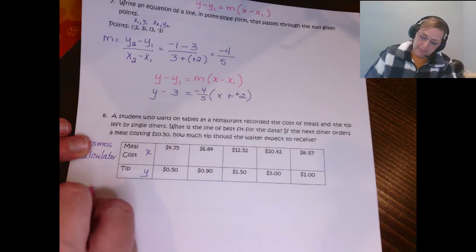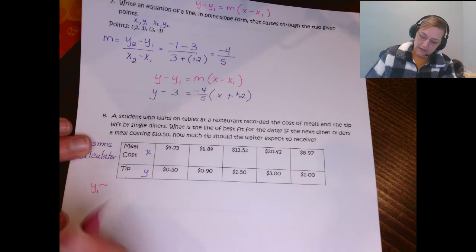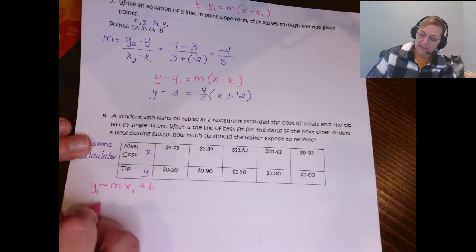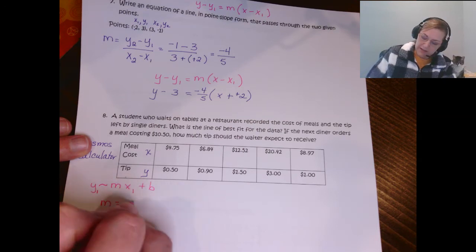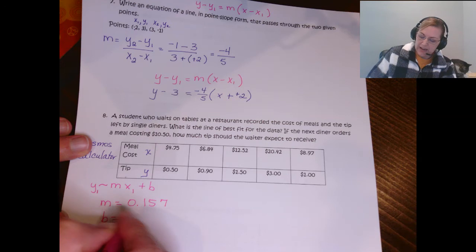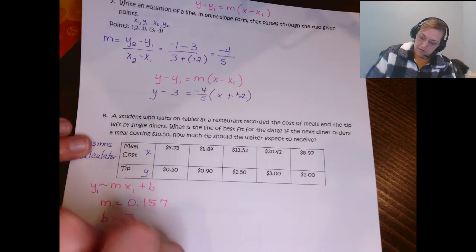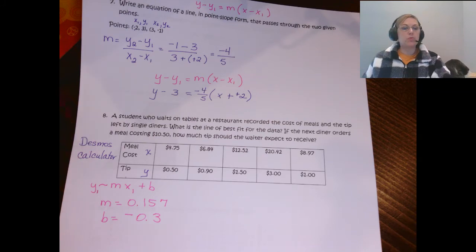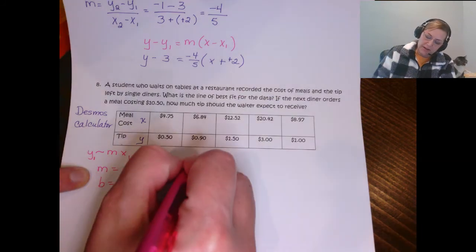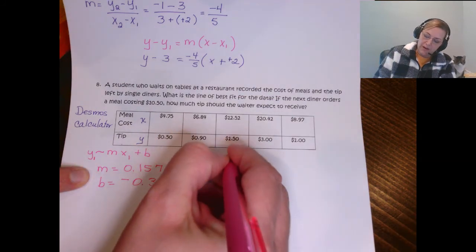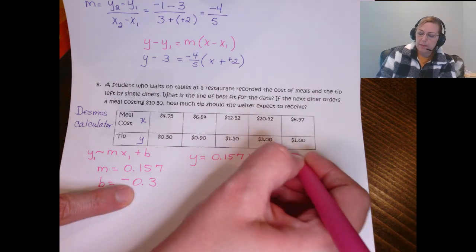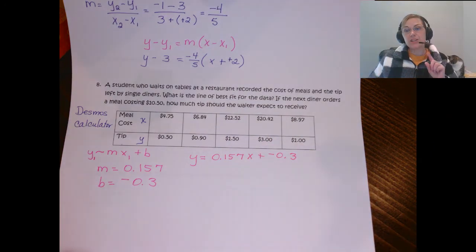So after we put it in a table in Desmos, we do y1 tilde mx1 plus b. And then what Desmos told us was that m was 0.157 and b was negative 0.3. So let's put that in our equation. See, it's telling us the format, and we just write in our values. So y equals 0.157x plus negative 0.3. That's our line of best fit.